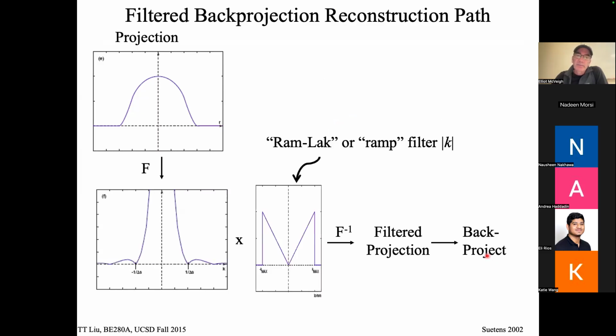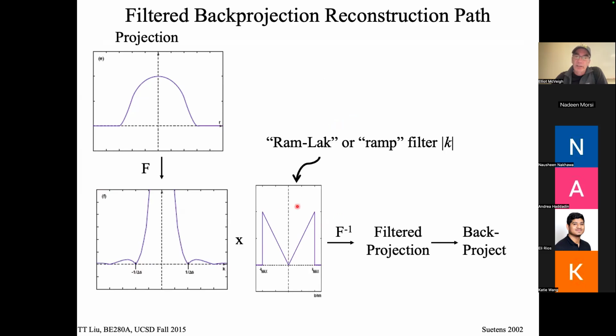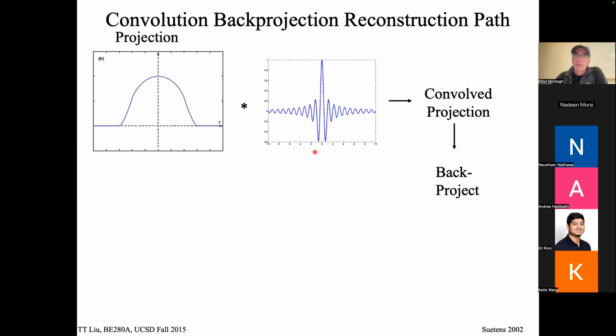Another way of doing it, because multiplication in the Fourier domain is equivalent to convolution in the spatial domain. Those of you who took 280 will remember this. So you can convolve this with the inverse Fourier transform of this Ram-Lak filter, which looks something like this. Take the convolution of those two things, take the convolved projections and back project those to get the image.